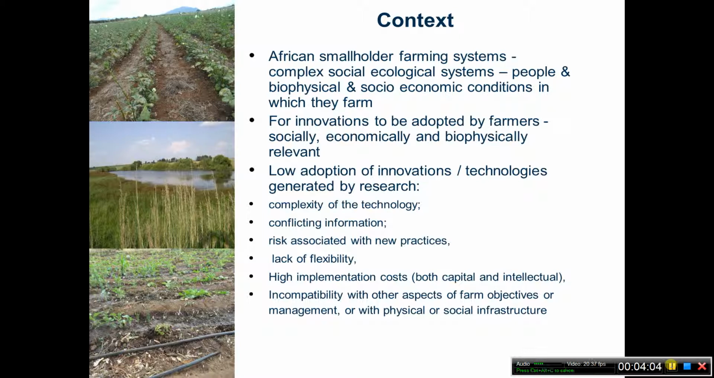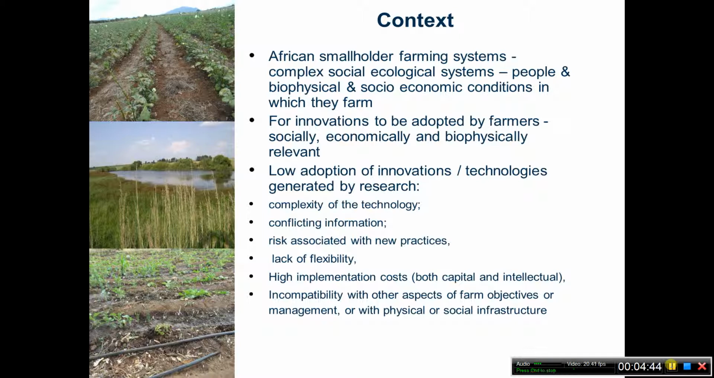In agricultural research generally, the general experience is that there is low adoption of innovations or technologies that are generated by research. And there are several factors that are responsible for this situation. Some of the factors include the complexity of the technology. In some instances, a technology that has been tested under research conditions and found to work well and is deemed to be simple is not adopted by farmers. When introduced into a farming system, given the different conditions that prevail in a farming system, it can be found to be complex, and farmers simply don't take it up.